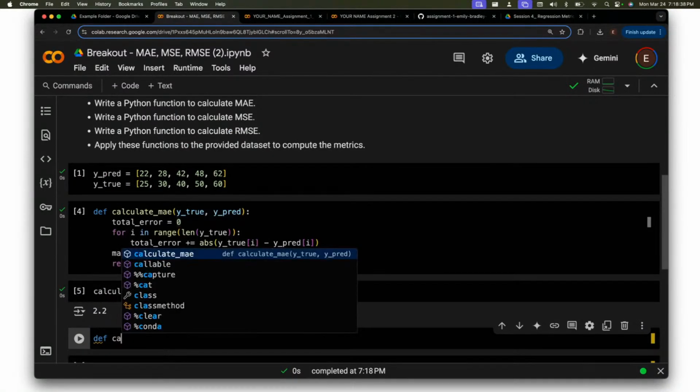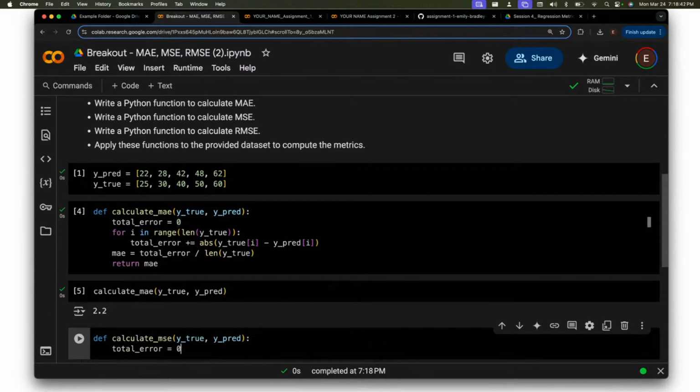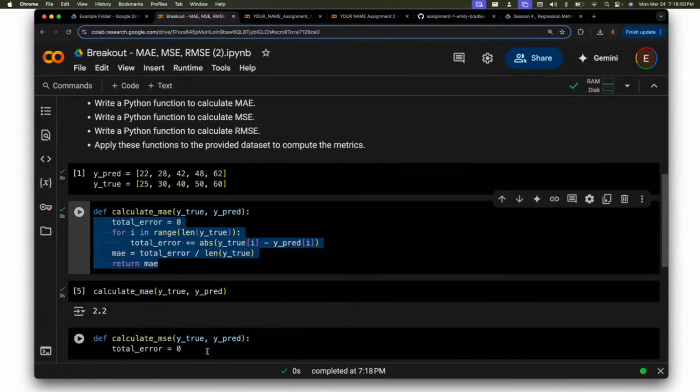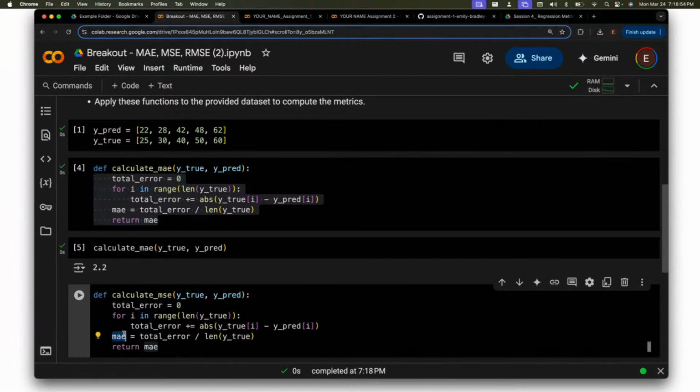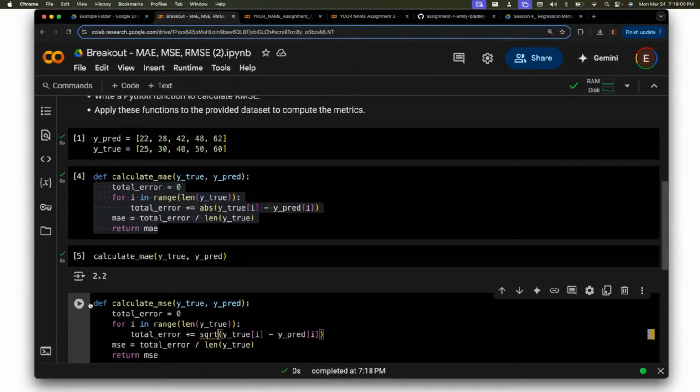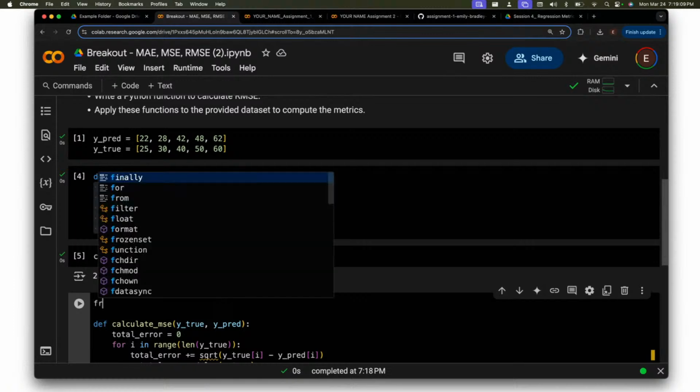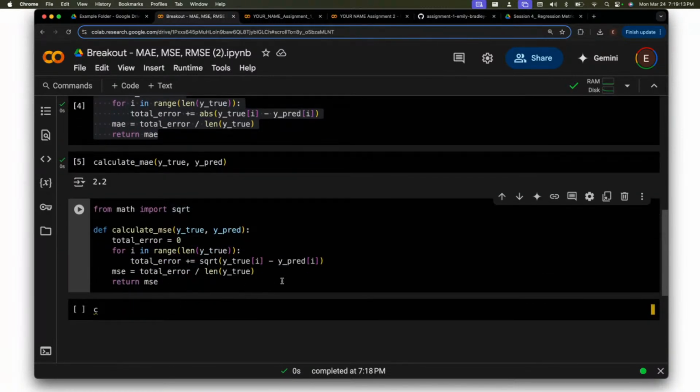Let's make a calculate MSE. Our total error, we're going to start at 0 again. We can actually start from this starter code here. But instead of doing MAE, we're going to do MSE. And instead of taking the absolute value, we're going to take the square root, which probably means we need to import something, probably from math. Import square root. There we are. So instead, oh, not square root. I'm sorry. We're squaring this. In Python, to square things, we use 2 stars, two asterisks. So instead of taking the square root, we're going to take this to the power of 2, and that should give us the MSE.